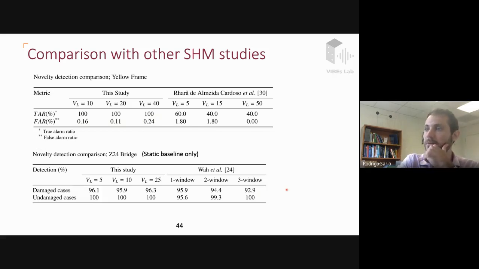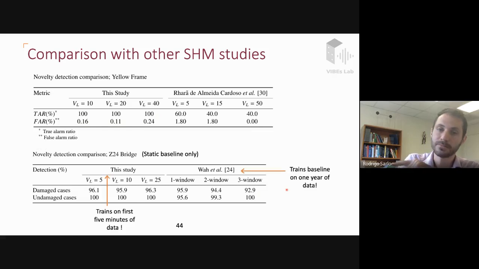avoided. What's also kind of notable is that they used the 1-year baseline data to actually train this classifier, whereas we trained online on the first 5 minutes or so of data, which is kind of interesting. Obviously, the nature of the Z24 bridge damage data was conducive to this because it was captured over a very short period of time. So the environmental conditions weren't a huge deal.